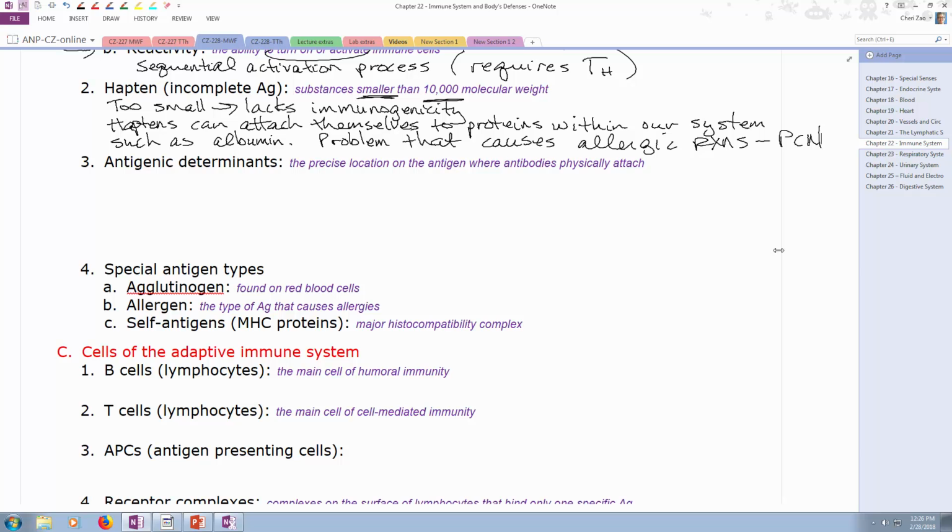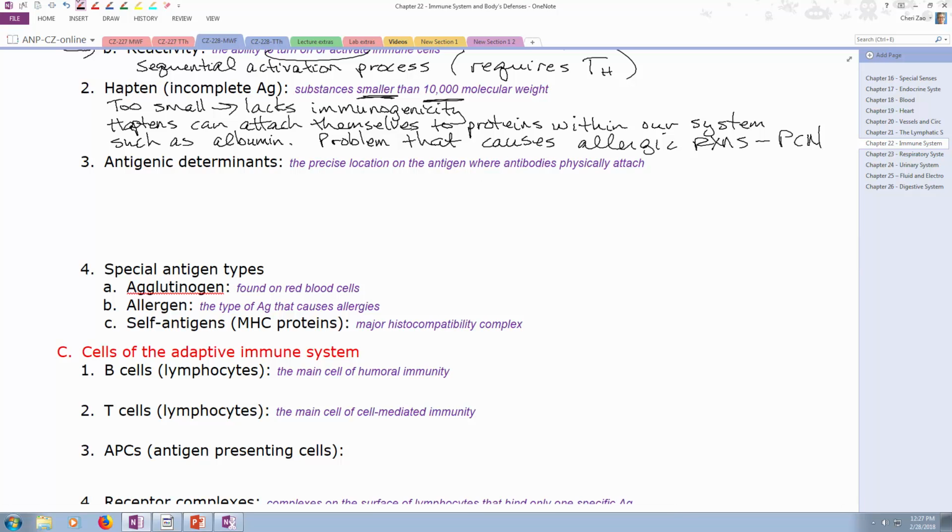Antigenic determinants. The precise location on the antigen where antibodies physically attach. I want you to realize antigen and antibodies seem to be already linked in our discussions here. So you have to memorize and keep it straight in your mind what an antigen is and what an antibody is. An antibody sounds like antibiotics, which are good for you typically. So antibody fights the bad stuff. The antigen, remember, is foreign material, a large molecule not normally present in your body. So antigen is AG, antibody is AB, and antibodies fight antigens. That's a very simplistic way of looking at it, but it's a very effective way to look at it.